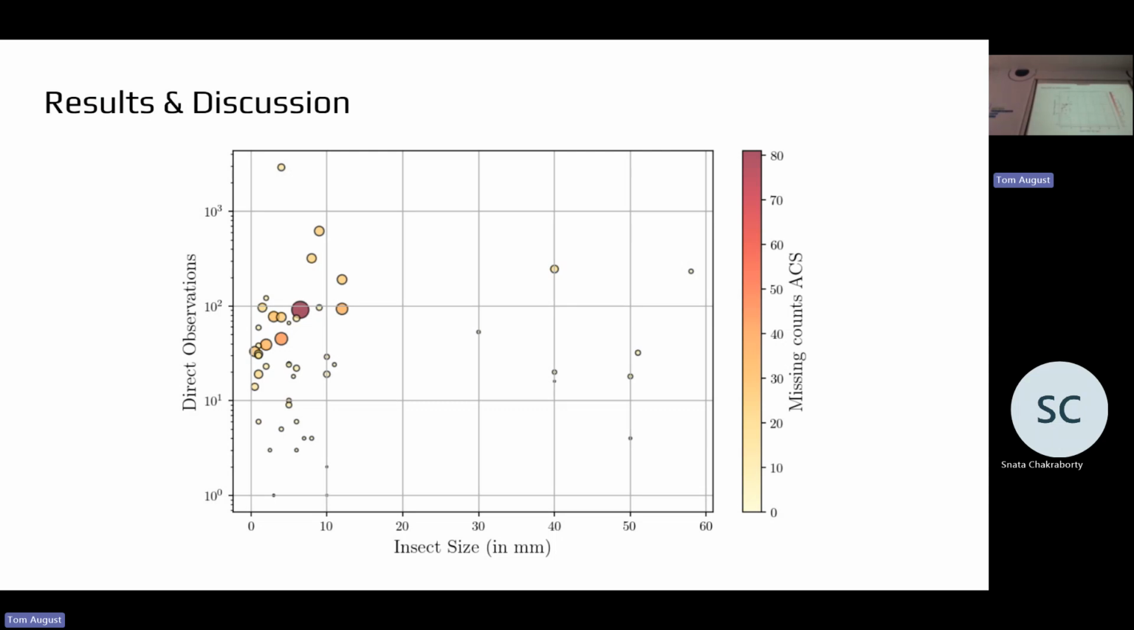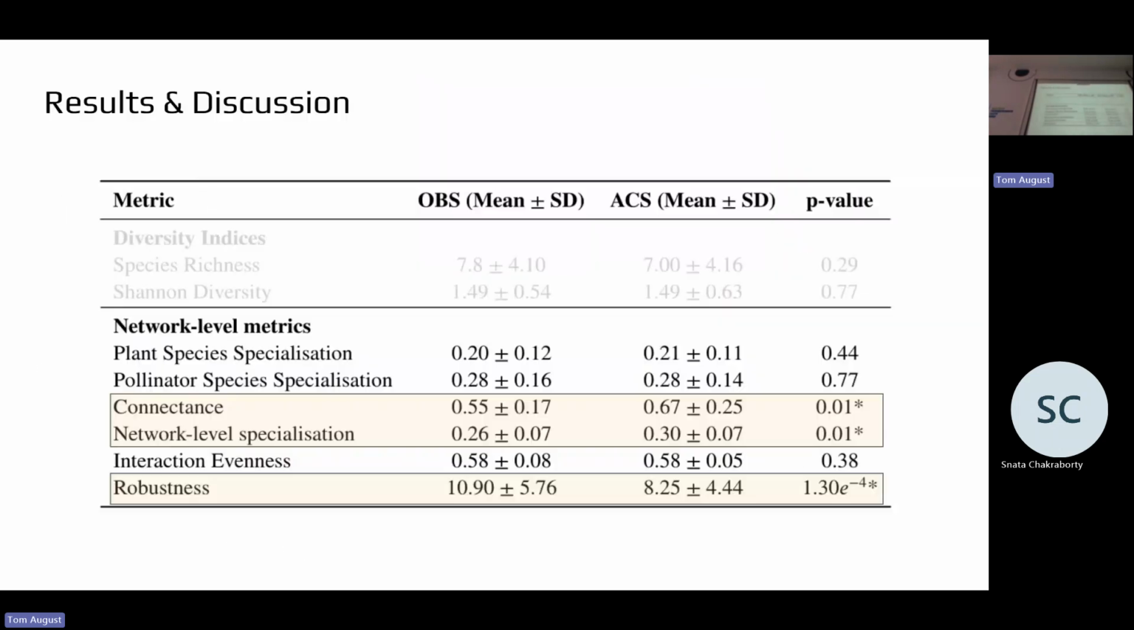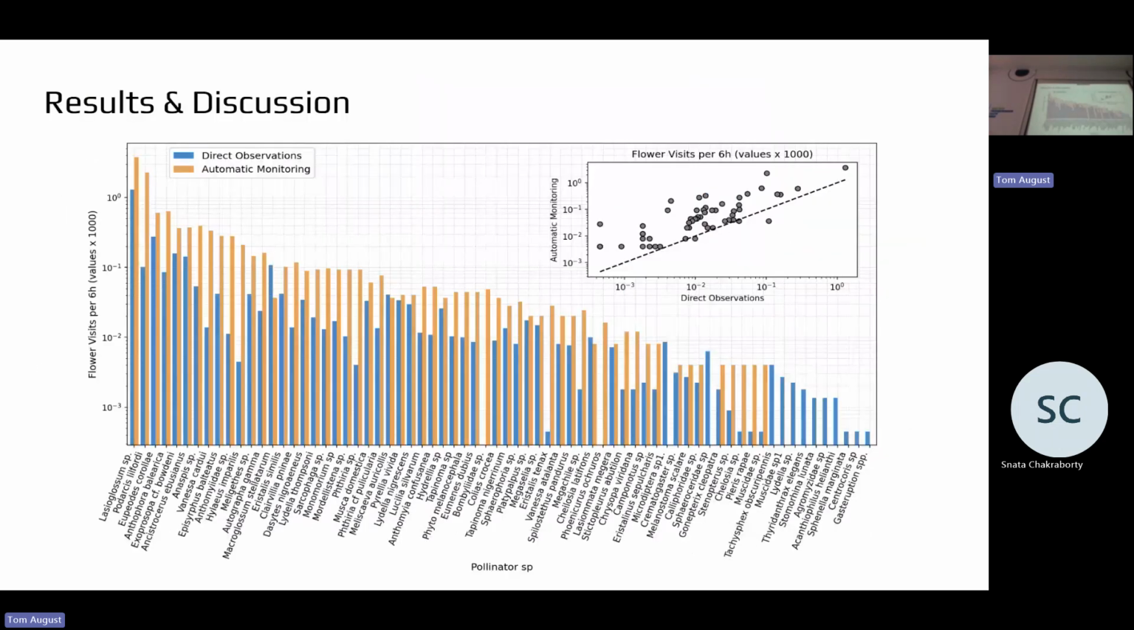Yeah. What we did is standardize the data per time and flower unit. So we standardize the data, so I have the same time investment. Exactly.